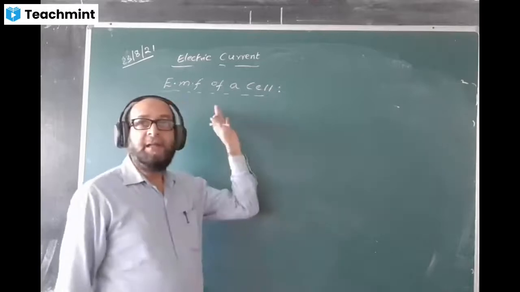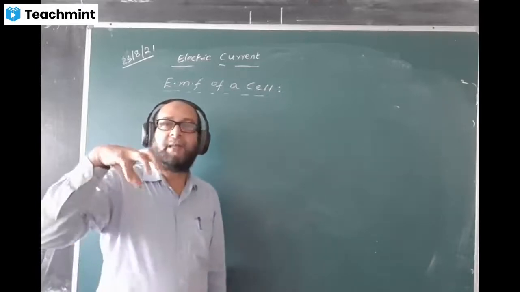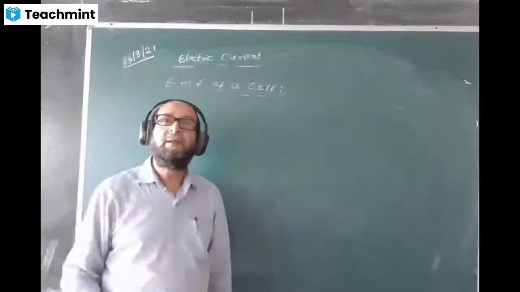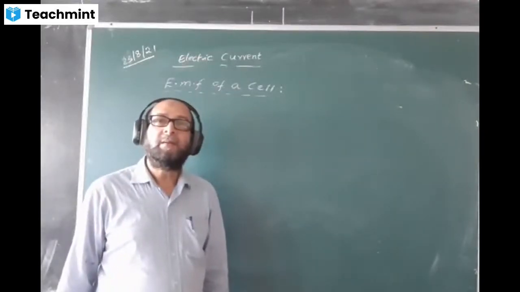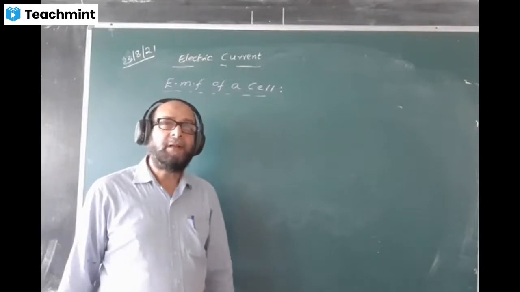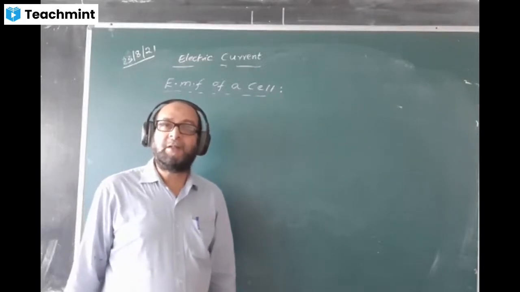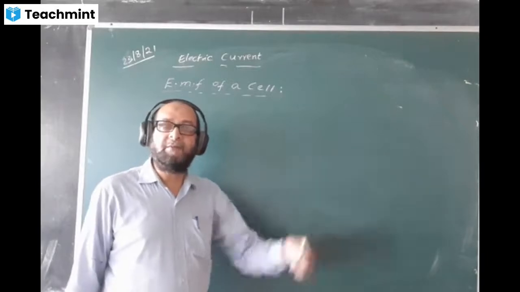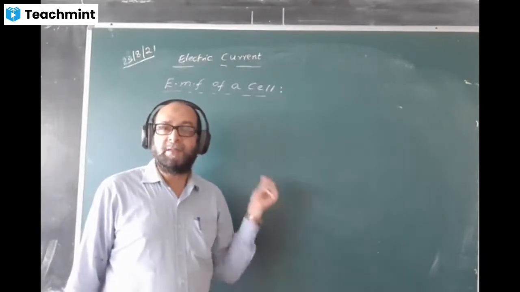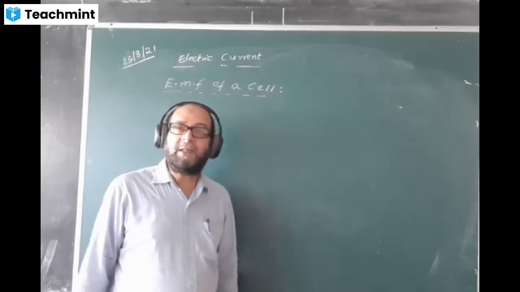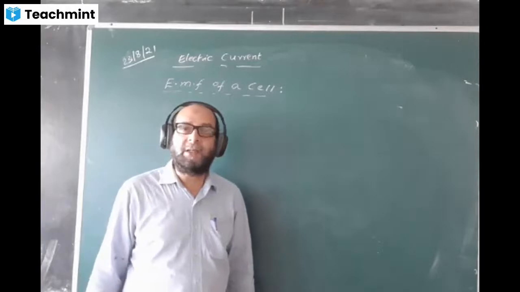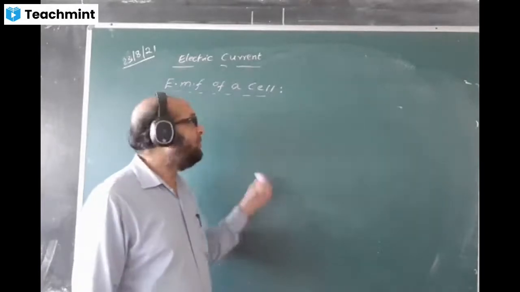So we define EMF of a cell. Inside the cell there will be chemicals. Batteries and all are direct current. They give direct current, one direction current. One side is positive, one side is negative. Cells and all give DC. And household electricity is AC. The current which we are using at home is alternating current, AC. So we are not going into that.